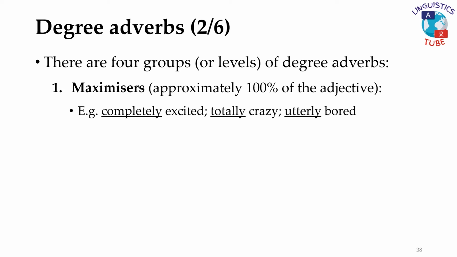Maximizers, as the name suggests, convey approximately 100% of the adjective. For example, completely excited, totally crazy, utterly bored. In these phrases, it isn't possible to be more powerful because these show that the level of the adjective is at its highest.